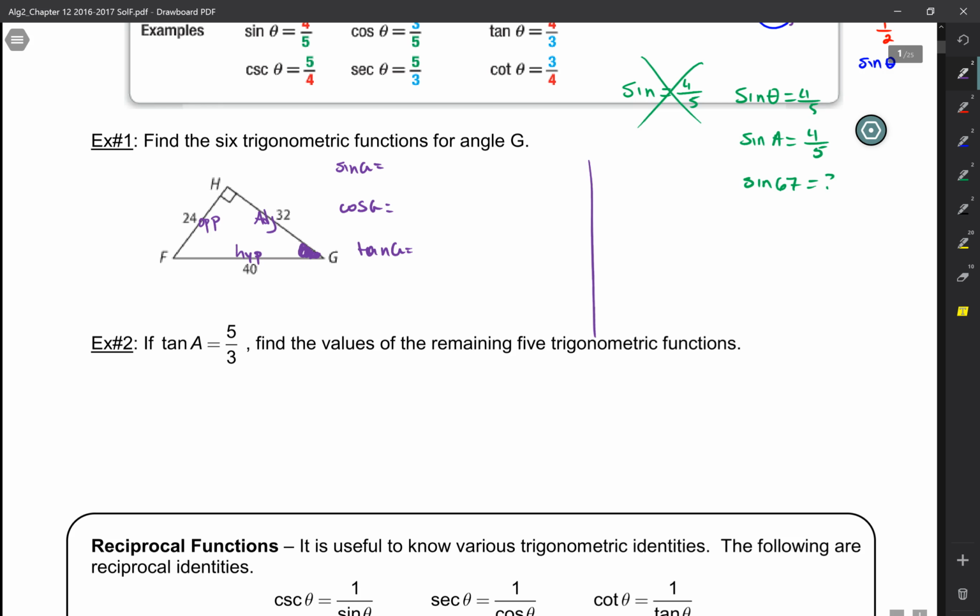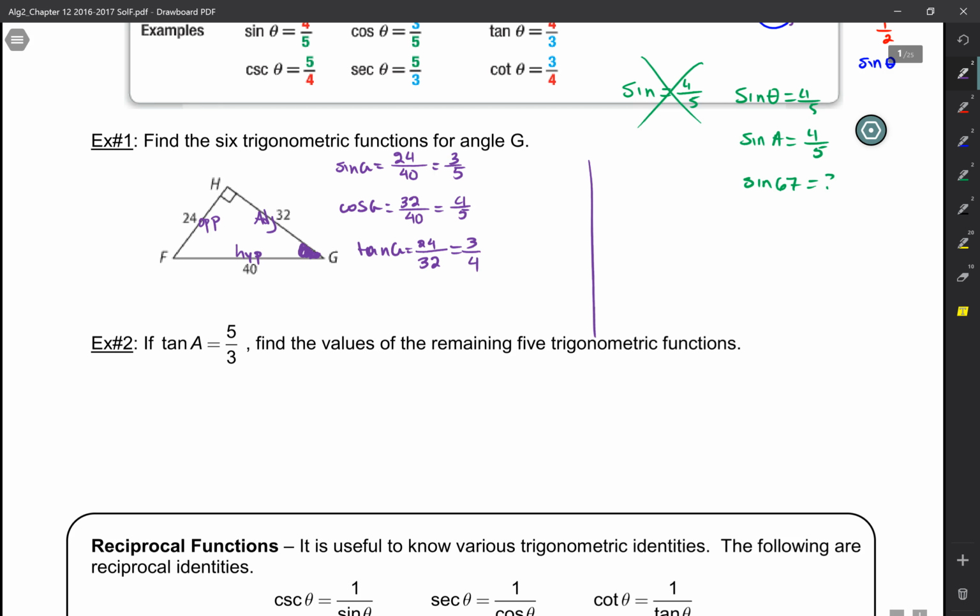So sine of G is opposite over hypotenuse, which is what over what? 24 over 40. Never, you always have to reduce it. So we go by 8, 3/5. Cosine of G is 32 over 40, which is 4 over 5. And tangent? How do you classify 32 as adjacent? Okay, so I highlighted G, right? Adjacent means touching. Okay.